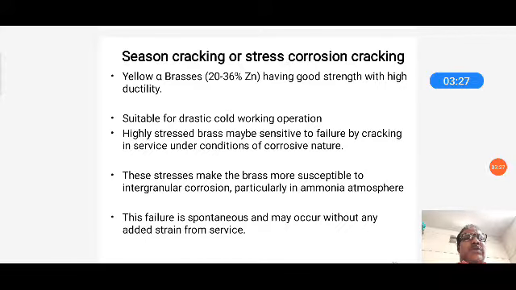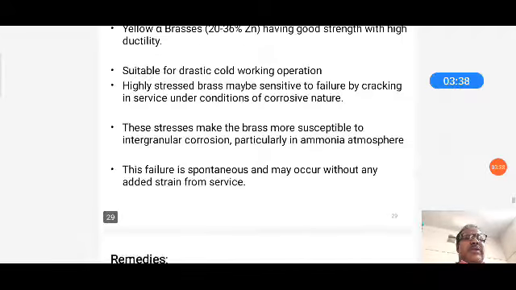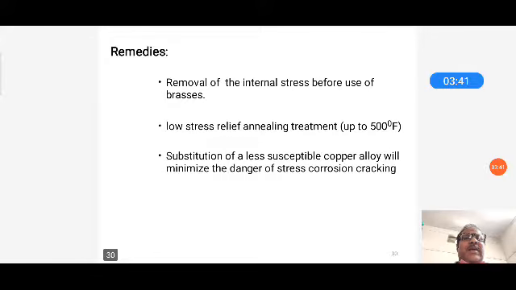In a corrosive atmosphere, the corrosion attacks particular places, and cracks develop along the grain boundaries. The remedies for season cracking or stress corrosion cracking: the first is to remove internal stresses before the brasses are subjected to any applications. Before that, we can remove the stresses induced during the cold working process.